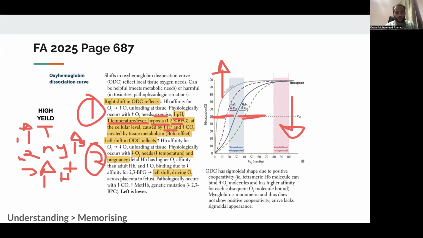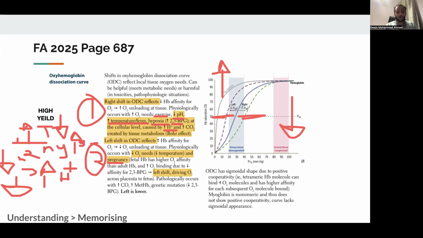And the left shift in the oxyhemoglobin dissociation curve is essentially the opposite. We spoke about increased temperature, decreased temperature. We spoke about increased 2,3-biphosphoglycerate, decreased 2,3-biphosphoglycerate. We spoke about increased H plus, but we're going to speak about decreased H plus. So decreased O2 loading physiologically with decreased O2 needs, decreased temperature, and in pregnancy, fetal hemoglobin has higher O2 affinity than adult hemoglobin, and increased O2 binding due to decreased affinity of 2,3-biphosphoglycerate, left shift, O2 across the placenta.